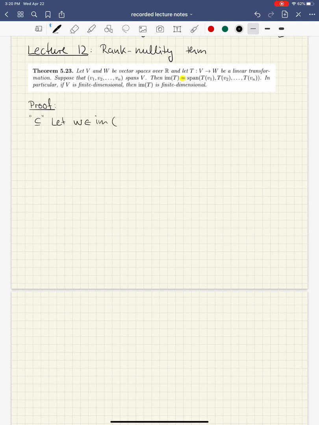So we take an element w on the left-hand side, and now we want to show it is in the right-hand side. And how can we do that? Well, we want to use the definition of the image. By definition of the image of T, there is an element v in the domain that gets mapped to this w.